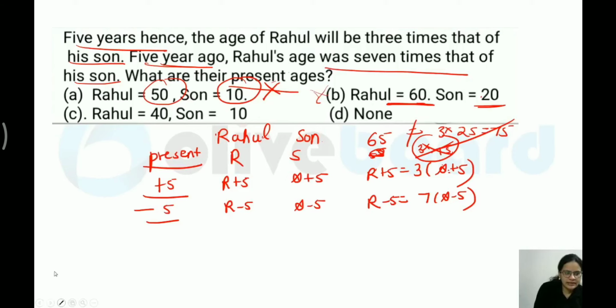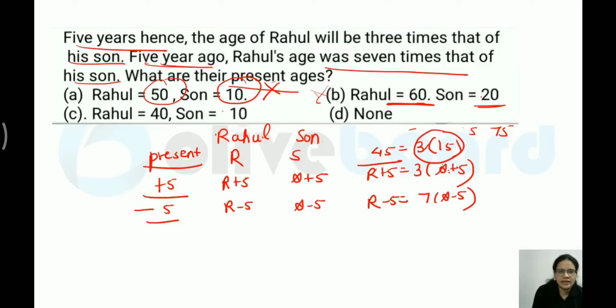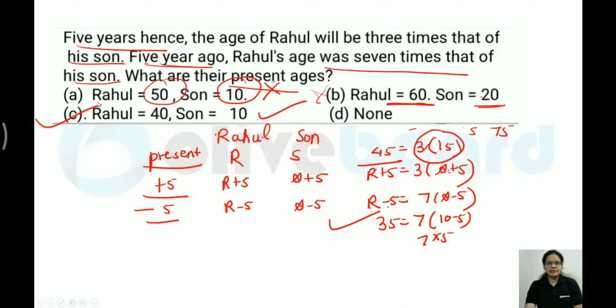Now let me try the third option over here. So using options, it is very easy. Rather than solving the equation, you can use options in many of the cases. 40 plus 5 would be 45. This is equal to 3 in bracket 10 plus 5, that is 15. So you will get left hand side equal to right hand side. Possible? Let me check it here as well. 40 minus 5 is 35. 7 into (10 minus 5). So 7 5s are 35. Both are satisfied. So this is their present age.